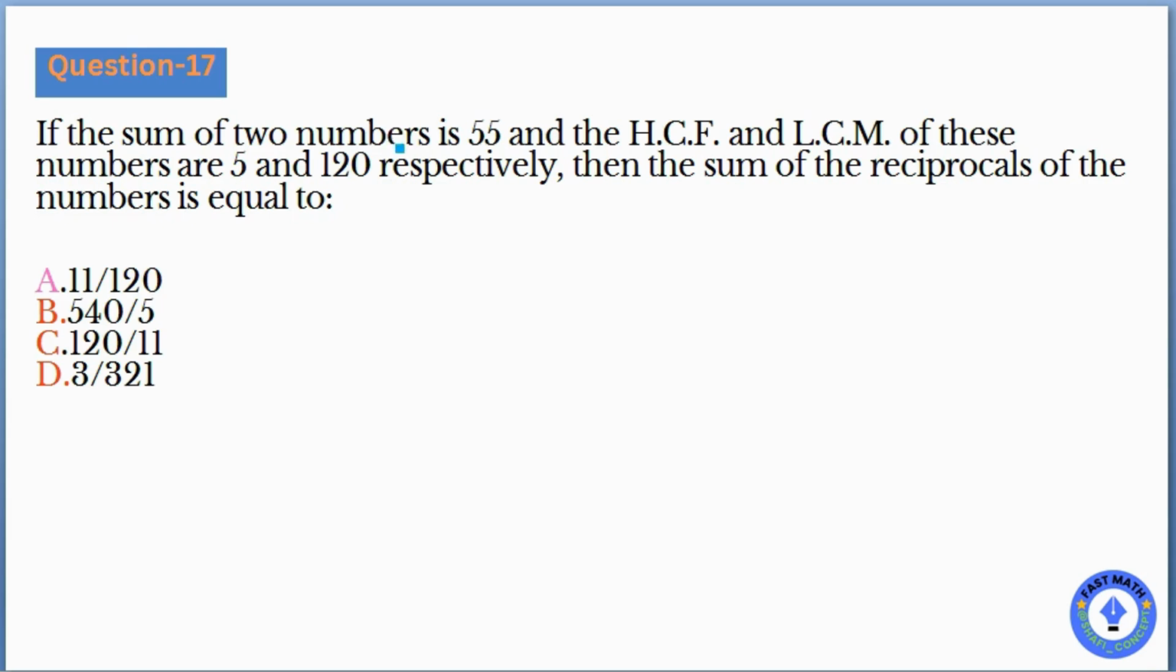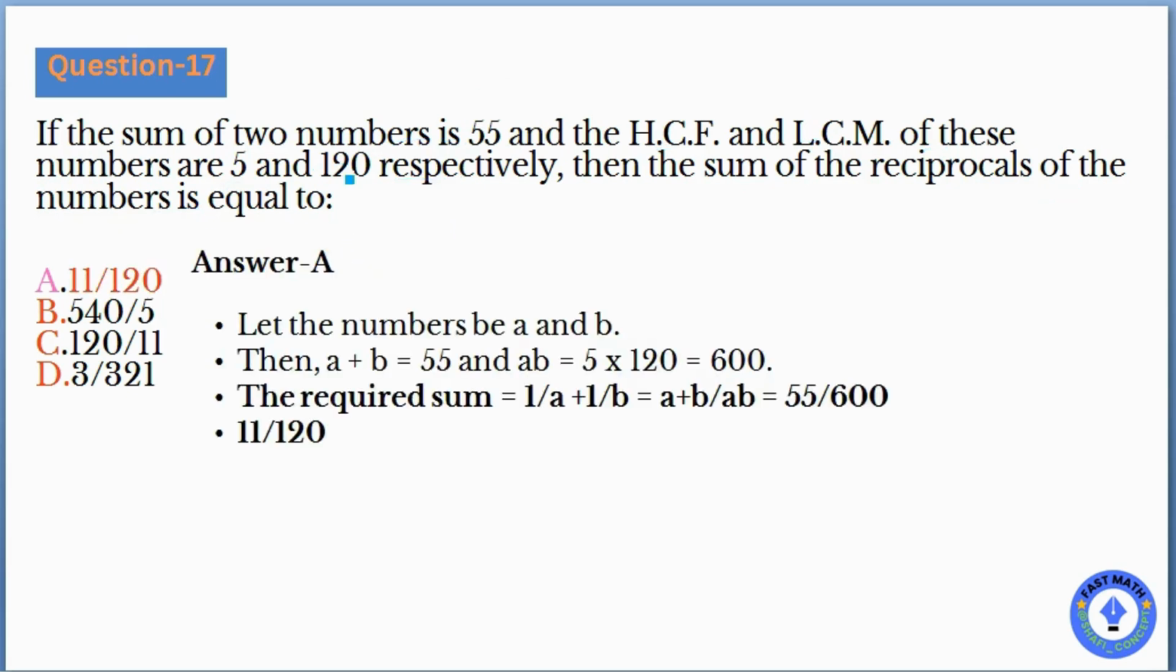Let's move to the last question of this video. If the sum of two numbers is 55 and the HCF and LCM of these numbers are 5 and 120 respectively, then the sum of the reciprocals of the numbers is equal to what? In this problem, the sum of two numbers is given. You don't know the numbers, so you assume them as A and B. As per the problem, the sum of the numbers is given as 55, so A plus B is 55.